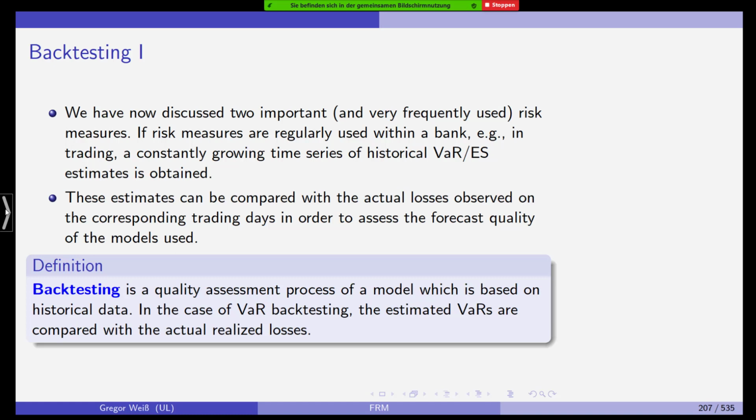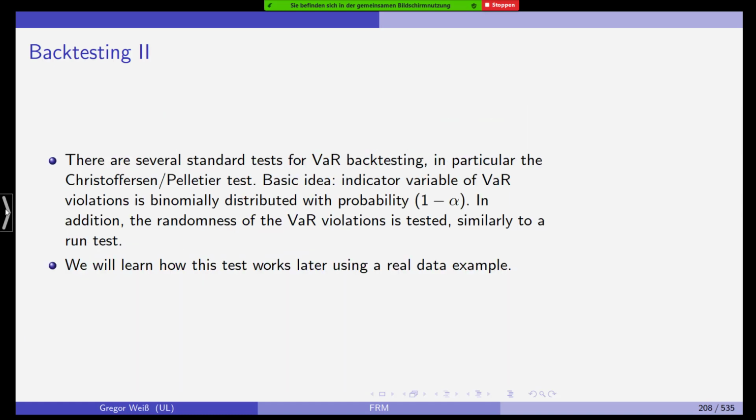This is the process of backtesting. It's basically quality assessment of a risk model using historical data. And in the case of VaR backtesting, you will compare the estimated value at risk with actual losses, with realized losses, just like Deutsche Bank did in the risk report.